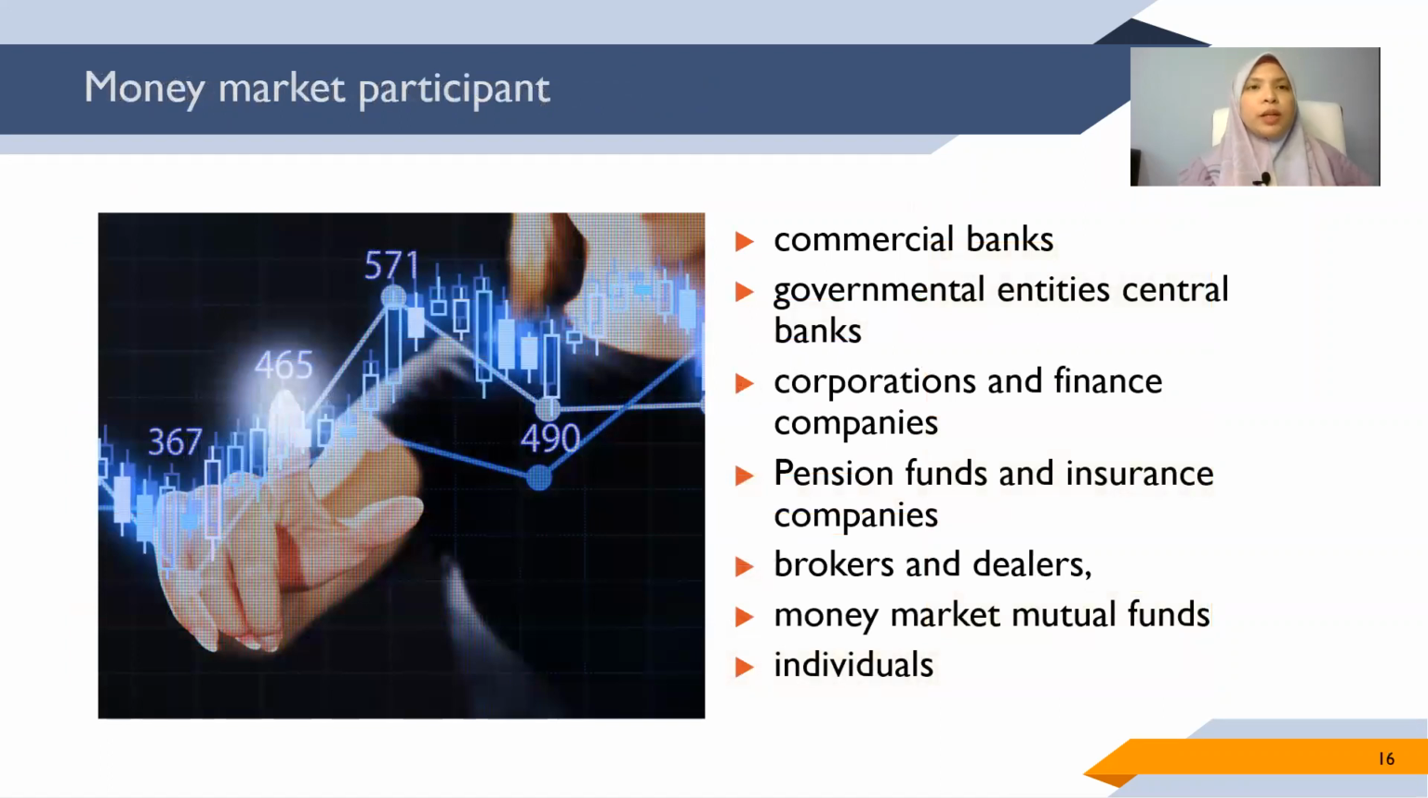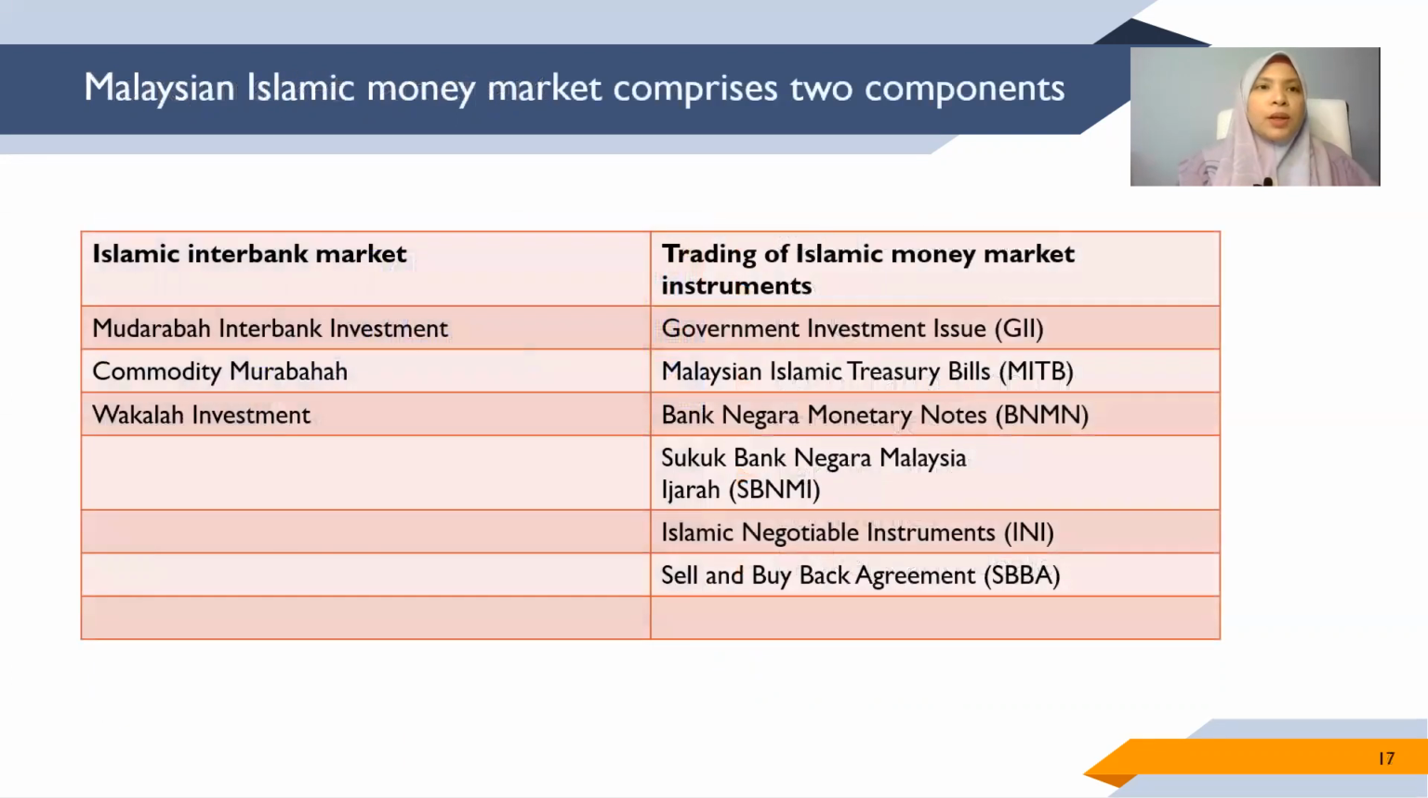So this is all the money market participants. We have a commercial bank, governmental entities, central bank, corporation, finance company, pension fund, insurance, broker, dealer, money market mutual fund, and also retail investor or individual. And this one is the instrument.